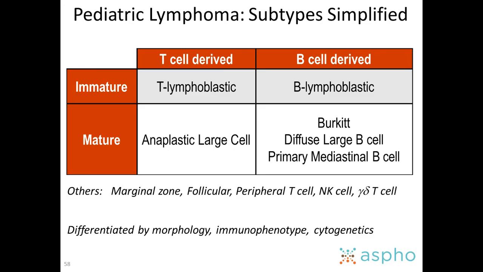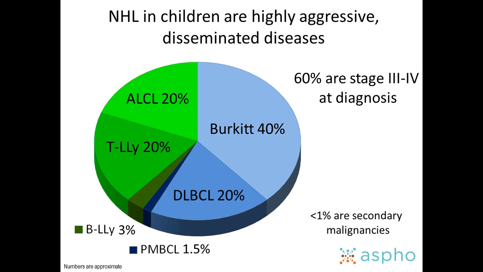So moving away from Hodgkin, these are the pediatric non-Hodgkin lymphomas, and again, this is a simplification. I'm not going to talk about the really rare ones, the marginal zone, the folliculars, the peripheral T cells. I'm just going to talk about the ones in the table, and again, they're differentiated by morphology, immunophenotype, and cytogenetics. It's important to know that unlike adult lymphomas, non-Hodgkin lymphoma in children are highly aggressive, disseminated diseases.